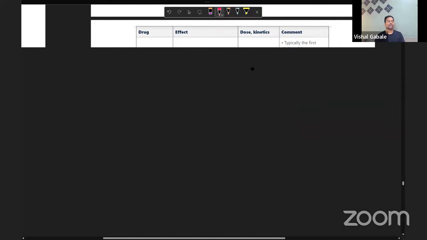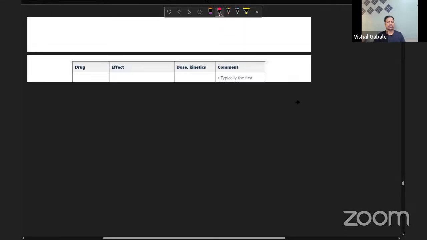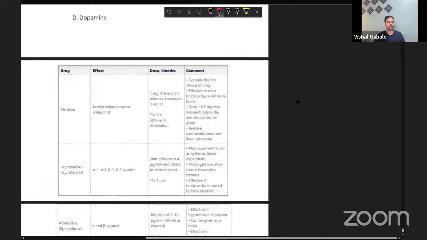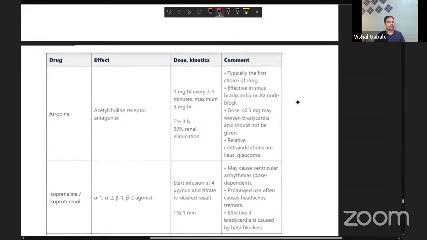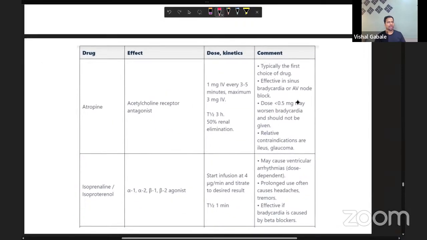So here are certain drugs that can help to treat a bradycardia patient. Okay, yeah. So number one is atropine. It is an acetylcholine receptor antagonist. Here you can see doses, started with 1 milligram up to 3 milligram IV. And it can typically be given as the first choice of drug. All right. Relative contraindications include ileus and glaucoma.